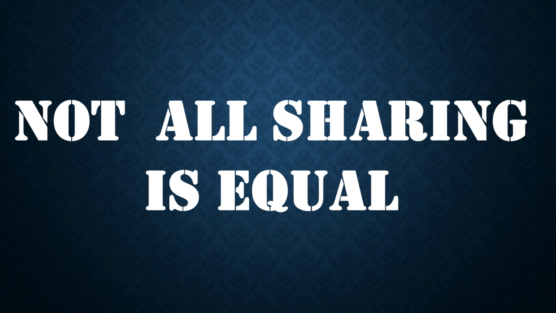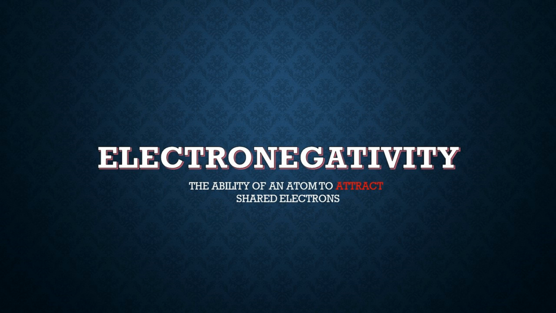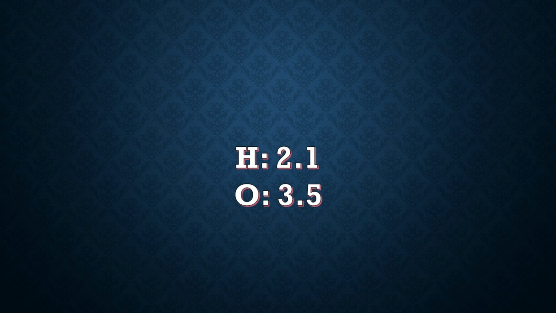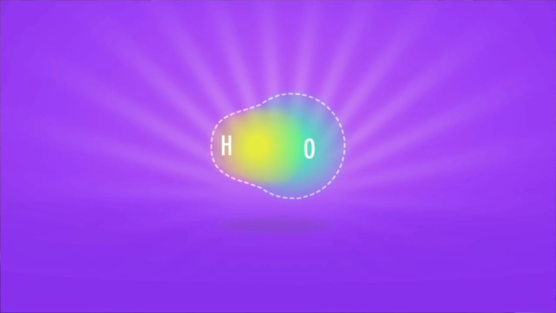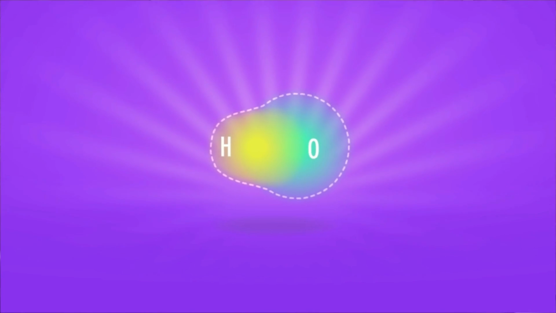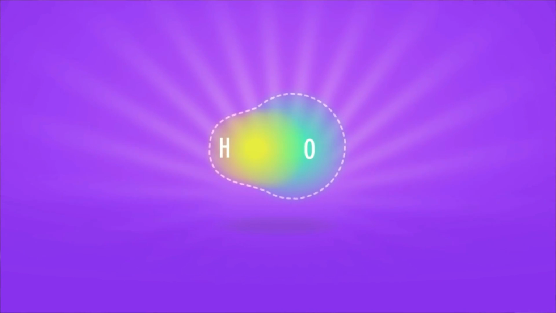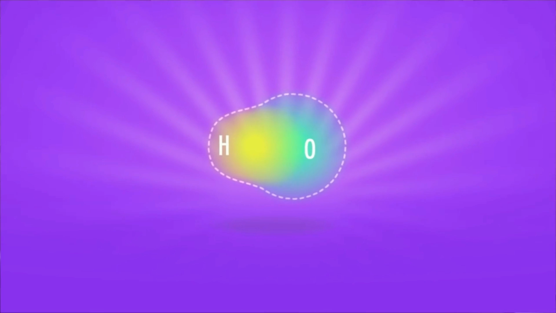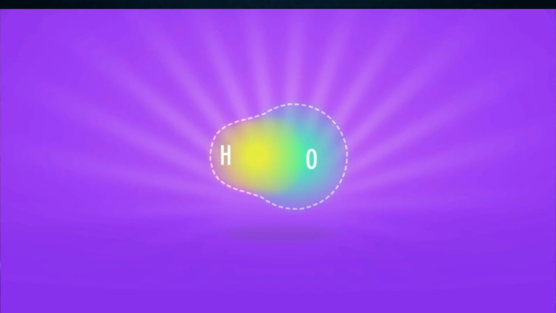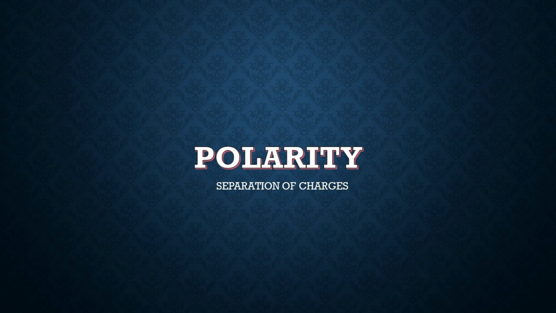However, not all sharing is equal. The strength with which an atom holds shared electrons is called its electronegativity. If two atoms in a bond have very different electronegativities, like hydrogen at 2.1 and oxygen at 3.5, the electrons are more attracted to the atom with higher electronegativity. The difference is so great that electrons spend most of the time around the stronger atom and much less time around the other one. When electrons hang out to one side of the bond, it creates a slight positive charge around the other atom. This separation of charge is called polarity.